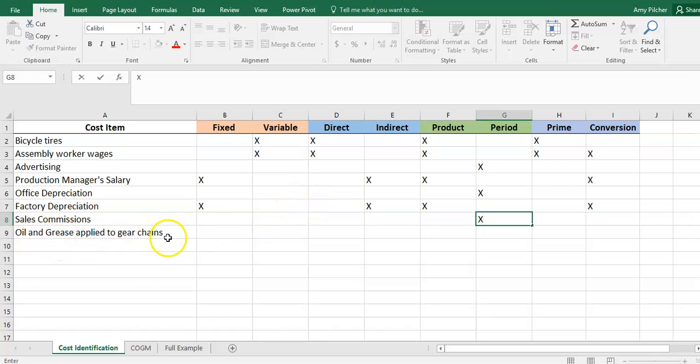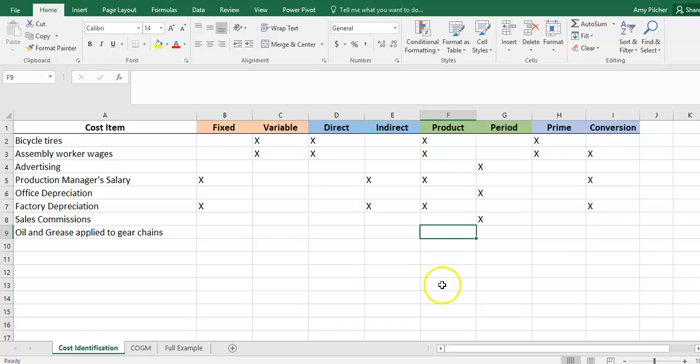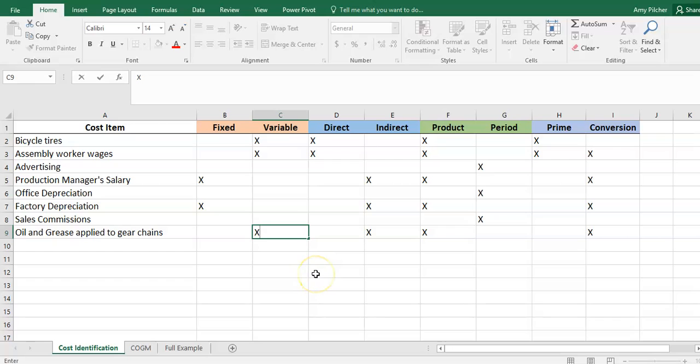Oil and grease applied to gear chains, an example of bicycle production. That's a product cost. We need that as part of our production. Whether or not it's a direct or an indirect cost, we talked about that in the lecture videos also. It is an indirect cost that ends up in overhead. Overhead is a conversion cost. This is a variable cost because the amount of oil and grease we use changes in direct relation to the amount of items that we produce.